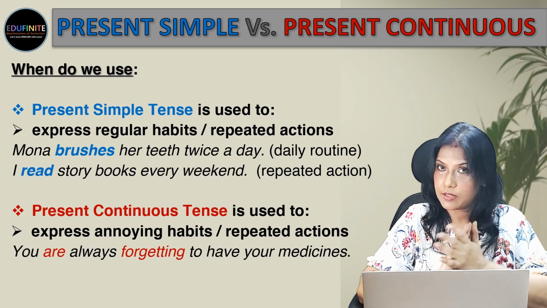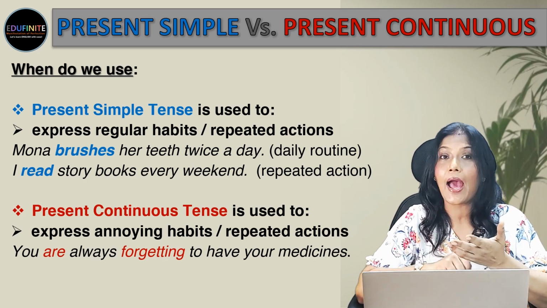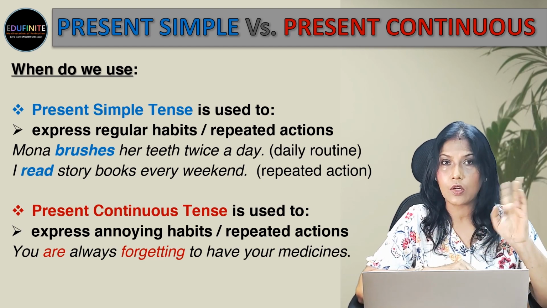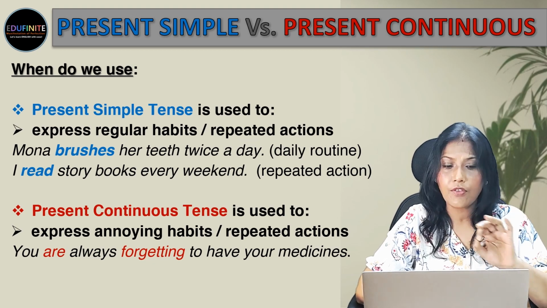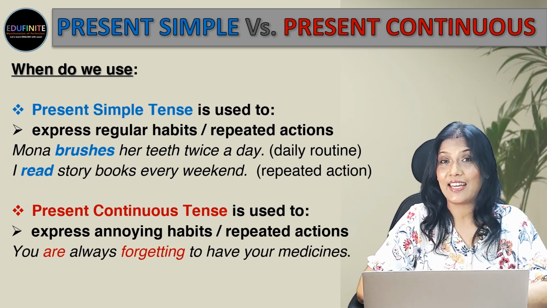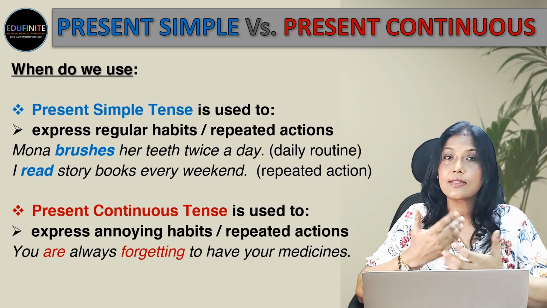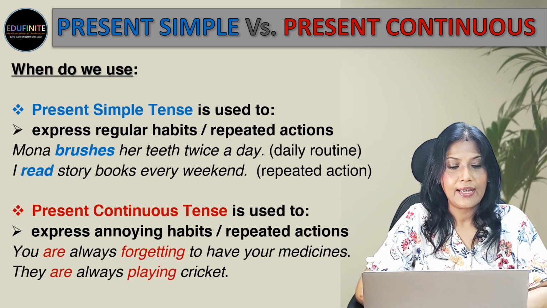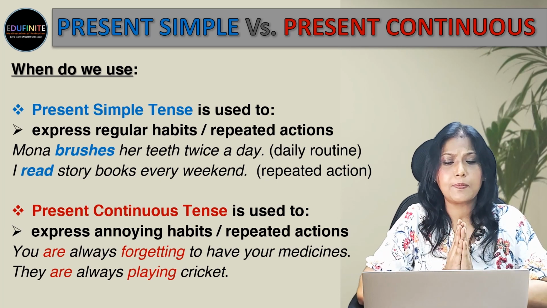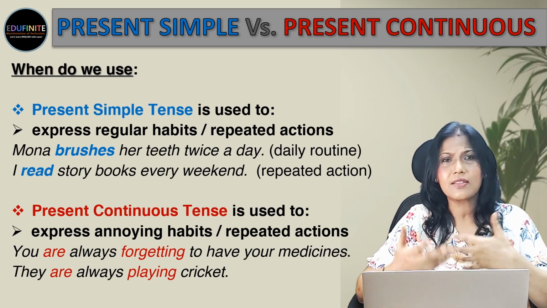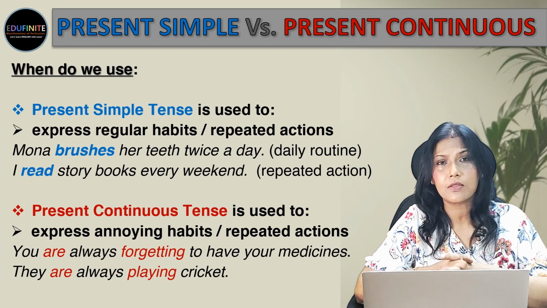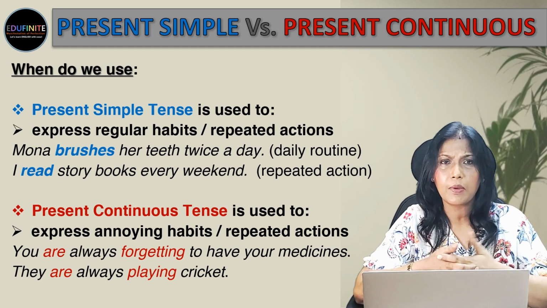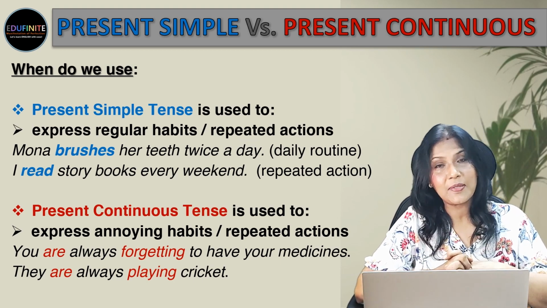Are forgetting, that's present continuous tense, because, as I told you, am, is, are, these three auxiliary verbs we use according to the subject, and then we have the verb plus ing. So here it is are forgetting, but we have to insert that always to express the annoying habit. Okay, the next one. They are always playing cricket. Well, it sometimes gets annoying because they repeat this action. They always play cricket. They don't have any other game. Why don't they take interest in other games? Maybe it's their favorite sport, but sometimes they can play something else too. So they are always playing cricket.